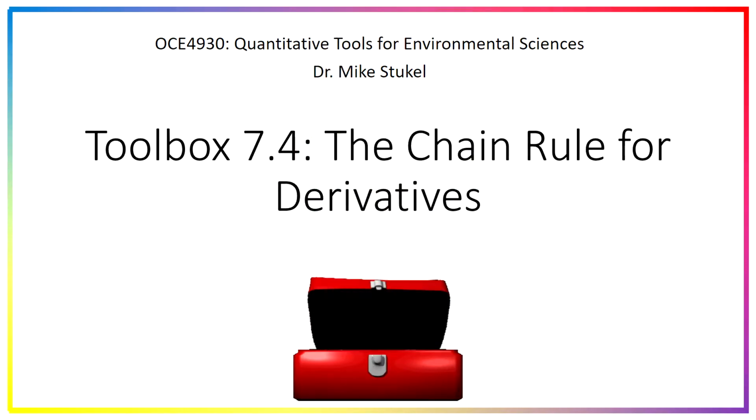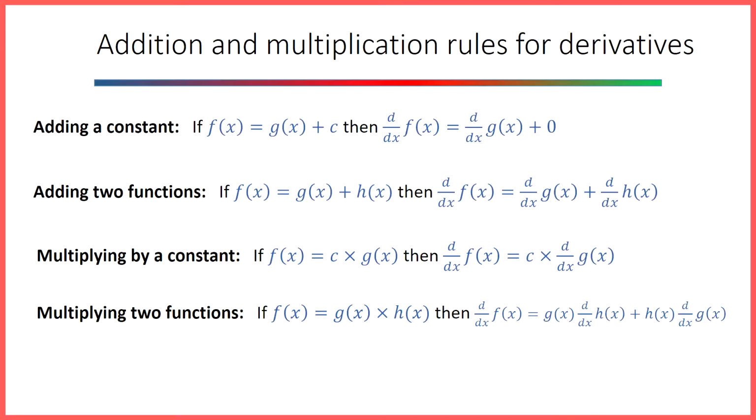We'll also use this chain rule to investigate equal growth rates and to prove a couple of the derivative equations that we used in the last toolbox. But first, we'll review those previous derivative toolboxes. So far, we've covered several different equations that we can use to figure out the derivative of a function that is a combination of other functions.